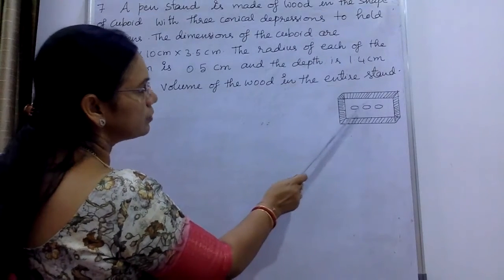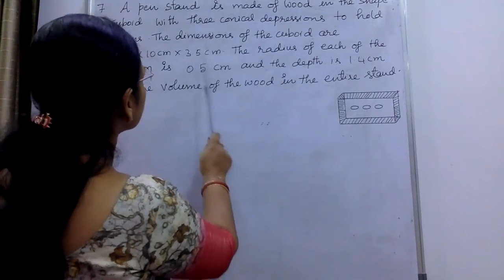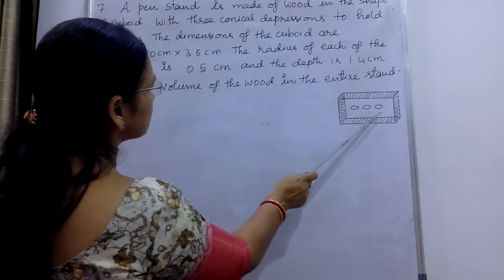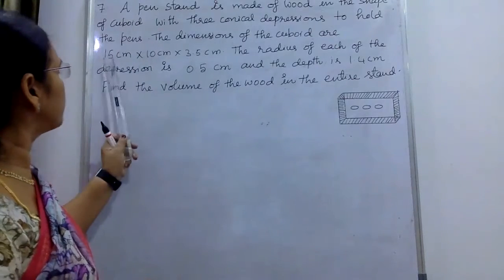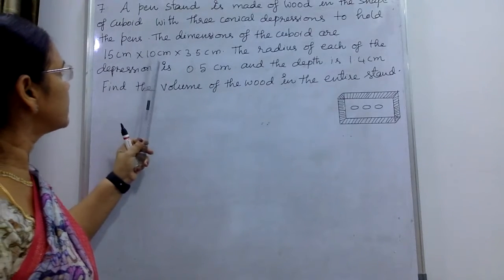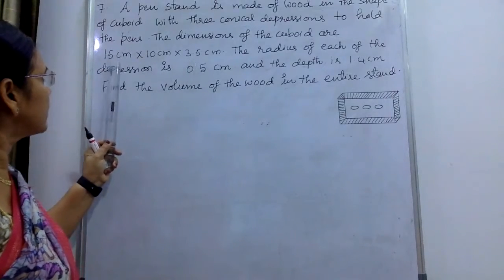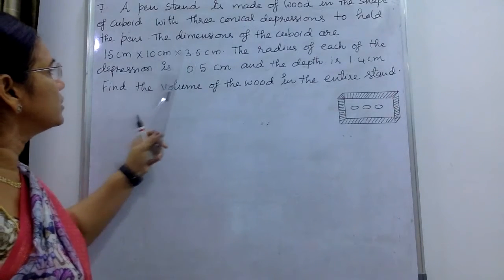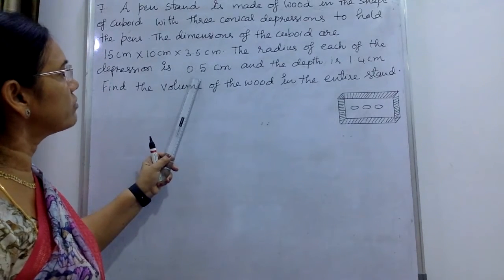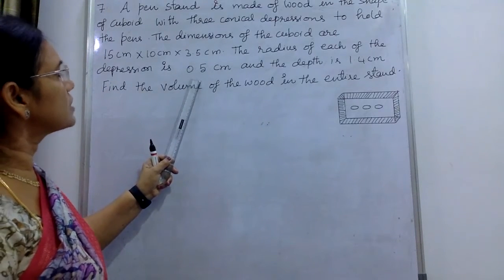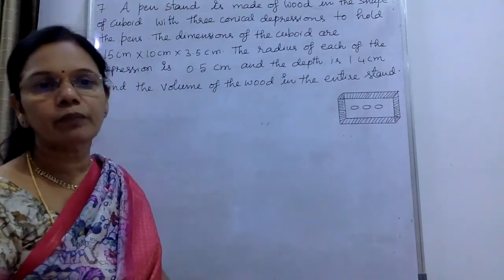So these 3 depressions are in the shape of the cone, and measurements are also given, children. Dimensions of the cuboid are given as 15 centimeters by 10 centimeters by 3.5 centimeters. So you can take them as length into breadth into height. The radius of each depression is 0.5 centimeters, and also depth is 1.4 centimeters to hold the pens.